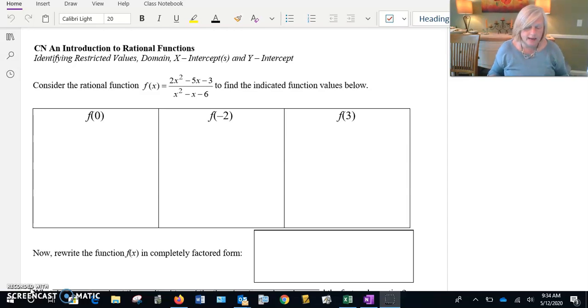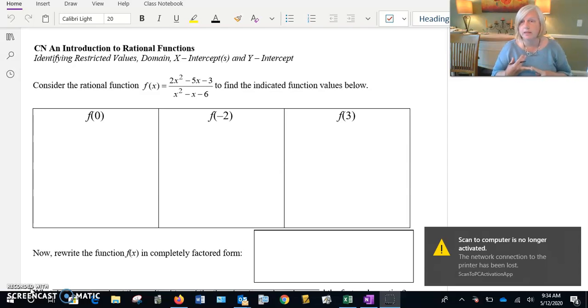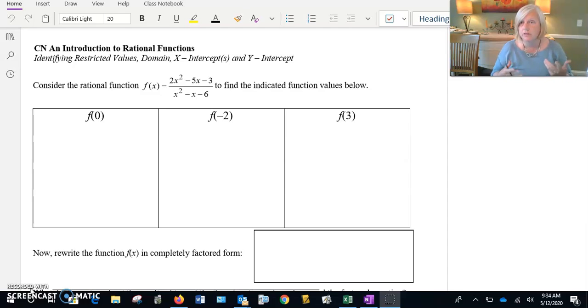So we're going to be looking at the restricted values, the restrictions of the rational function, your domain, using, of course, correct set notation for that, and then you're finding your x and your y intercepts, all things that you should be very familiar with. So what I would like you to do right now is go ahead. We're going to let you do, again, some work because this is all about you just reminding yourself how to do things. You're going to plug in 0, -2, and 3 into this function f of x.